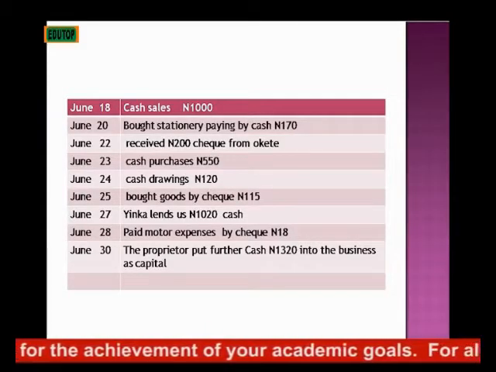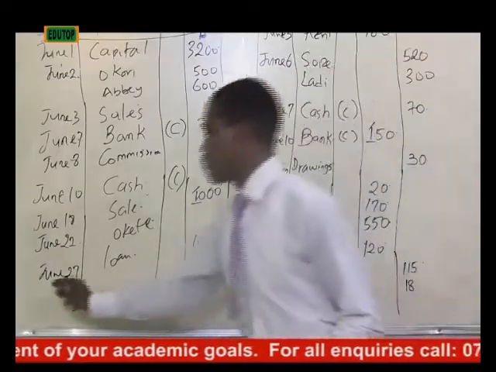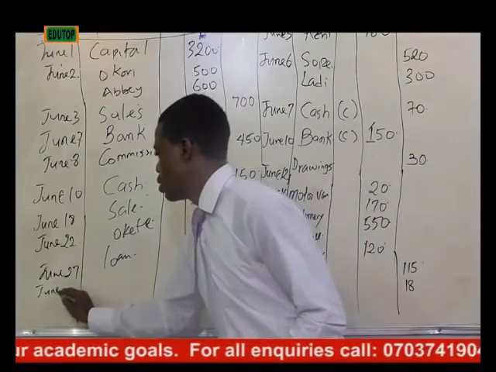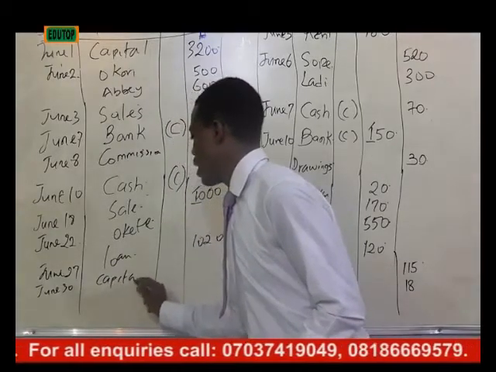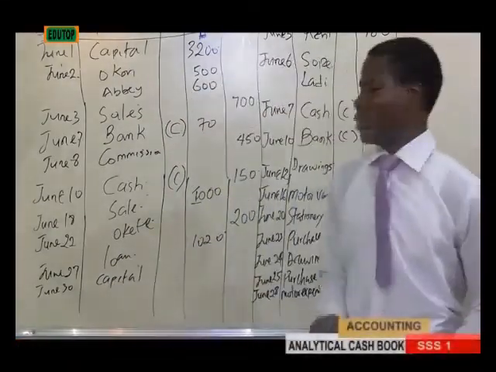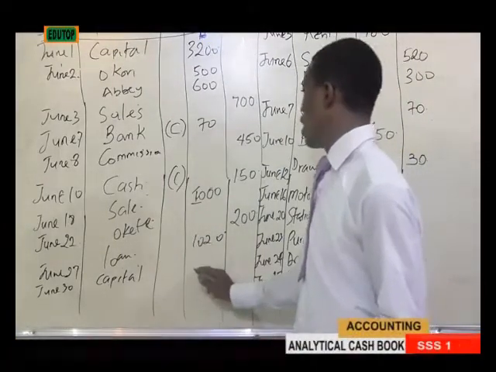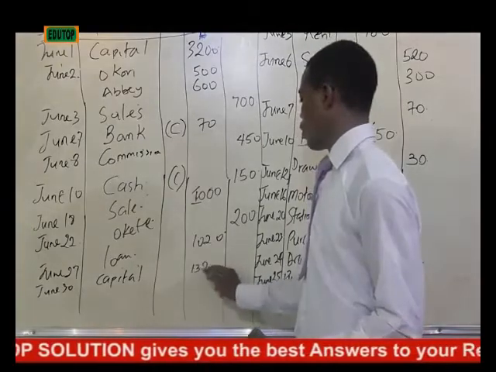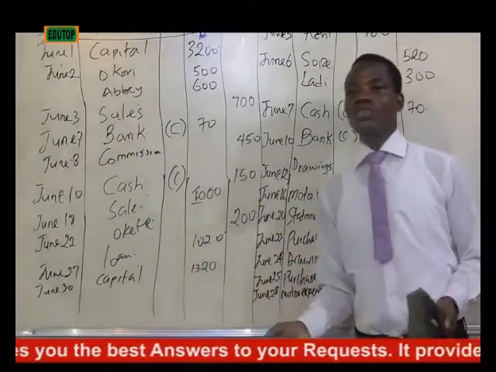20 into the business as capital. So that is another additional capital. June 30. You replace it also with, then through cash, which is 1,320. We've done justice to that.